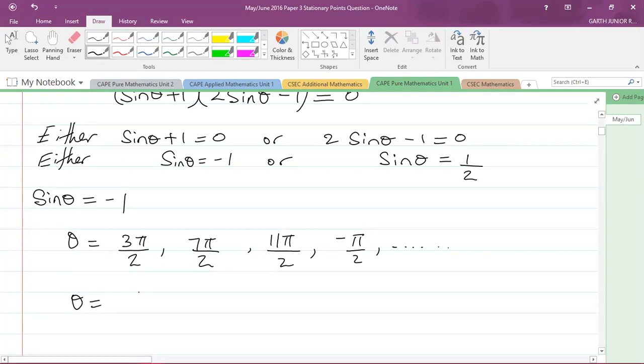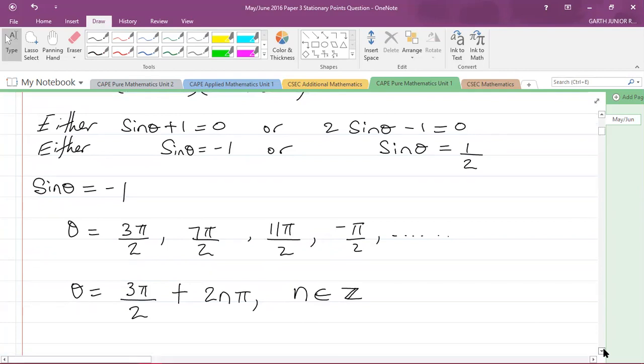I'm not going to use a formula, but based on what I'm seeing here, my general solution is going to be 3 pi divided by 2 plus 2n pi, where n belongs to the set of integers. Okay, great. That is my general solution for this trig equation, sine theta equals -1. So that is my general solution.